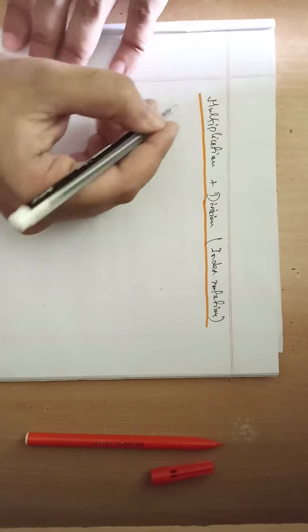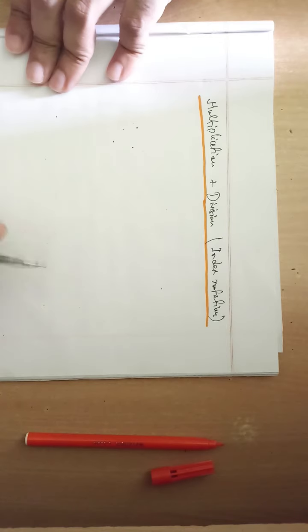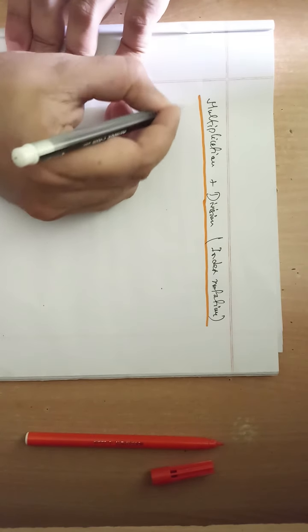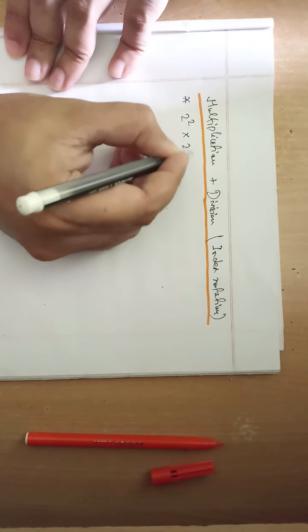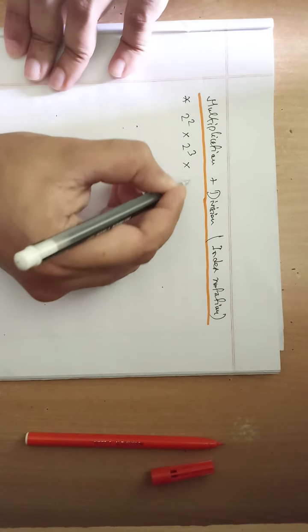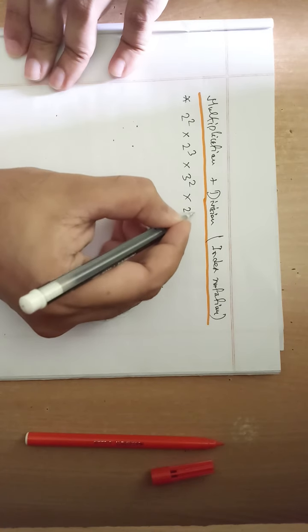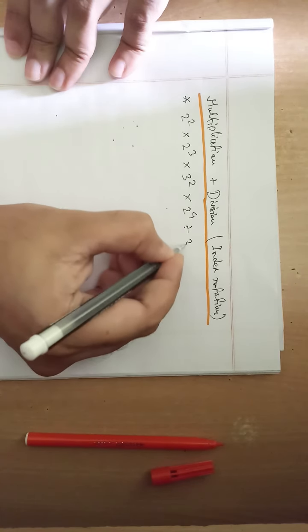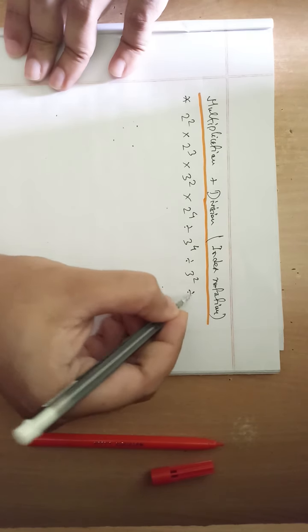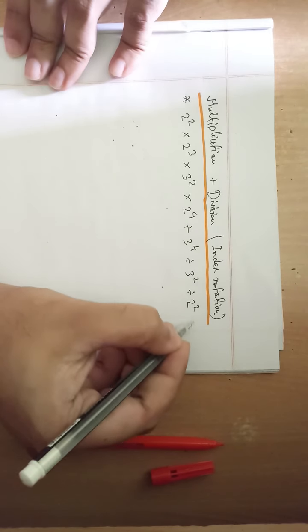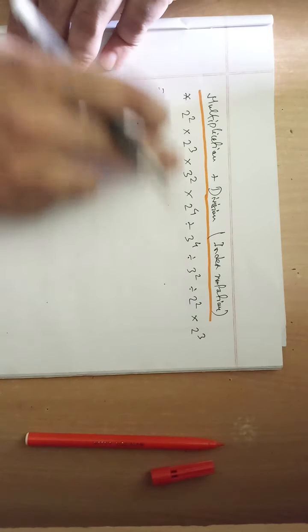Before I do it, let me just write the question first and pause the video to think about it, and then start the video for the solution. So if a problem says 2 square multiplied by 2 cube multiplied by 3 square multiplied by 2 to the power 4 divided by 3 to the power 4 divided by 3 square divided by 2 square multiplied by 2 cube, right? This is a long number.